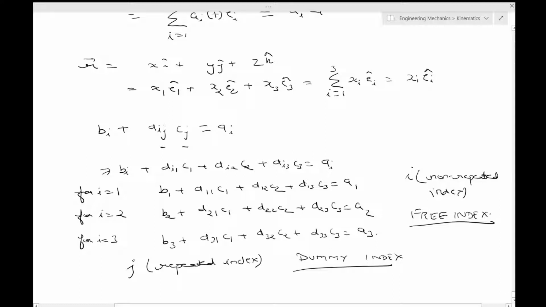Okay. Now we also call it dummy because you could have replaced j by any symbol. For example, if you had written this as b_i plus d_ik c_k is equal to a_i, you could have just got the exact same thing, because k again would have gone from 1 to 3 and the same result would have been arrived at. So please verify this. Verify that if you have k or l or p in terms of j, you would get the exact same equation.